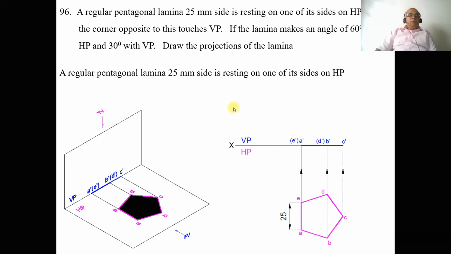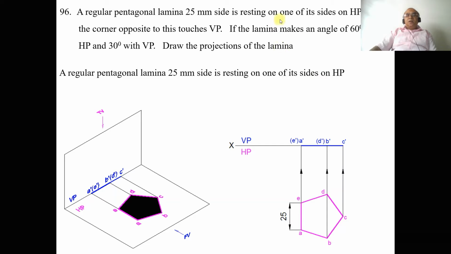Now, we're going to take up one more problem on projections of laminas. How to analyze this problem number 96 and how to solve it by using a manual sketchbook. The problem reads: a regular pentagonal lamina of 25 mm side is resting on one of its sides on HP, while the corner opposite to this touches VP. If the lamina makes an angle of 60 degrees with HP and 30 degrees with VP, draw the projections of the lamina. This is the problem.